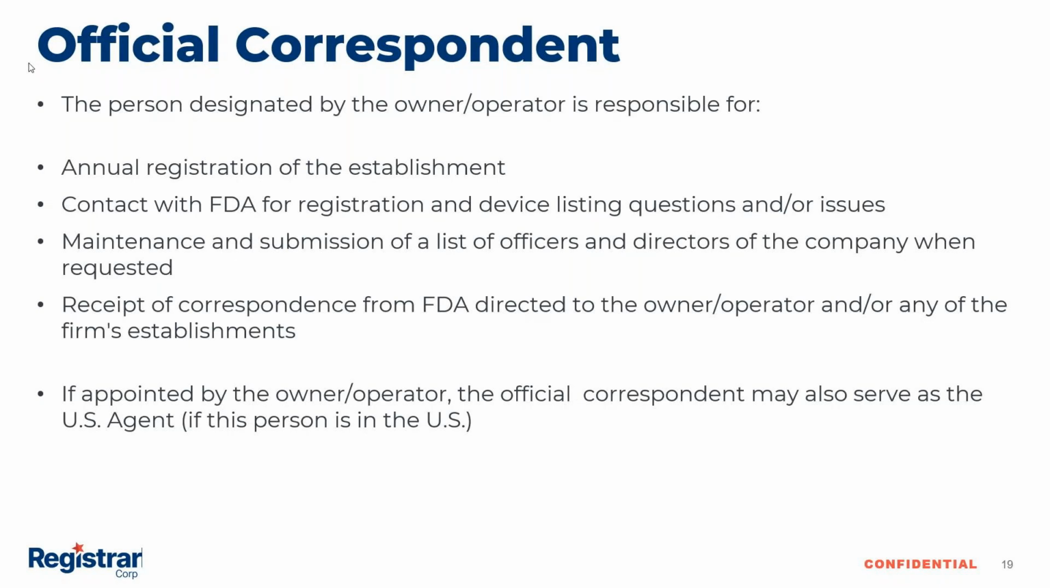Also received correspondence from FDA for any kind of things like inspection, like also questions about quality management or complaints that FDA might have received about one of your products. The official correspondent also may serve as the US agent if the person is in the US. So you do not really have to split your official correspondent and the US agent responsibility, or appoint two different people. It's not necessary. You can do it, but you can also combine it to one person as long as, for a non-US company, your US agent is in the US.